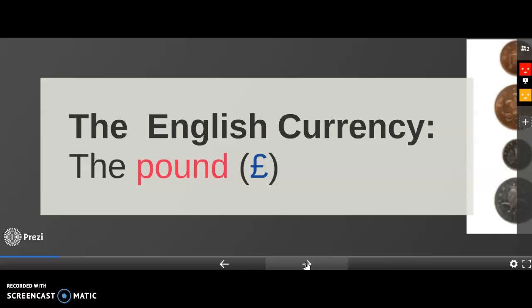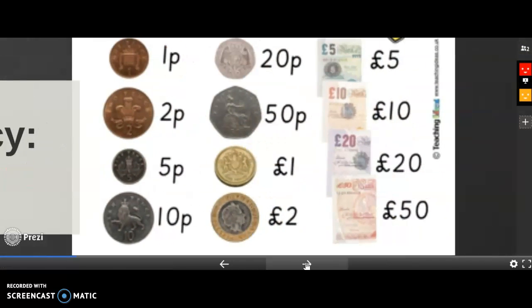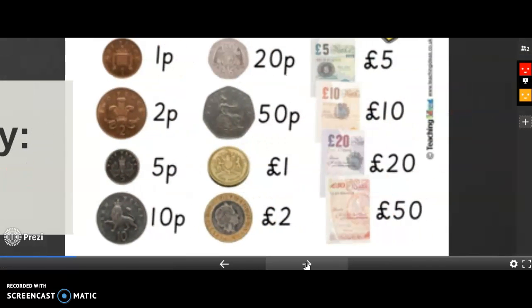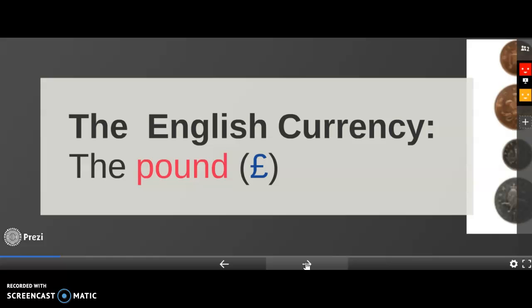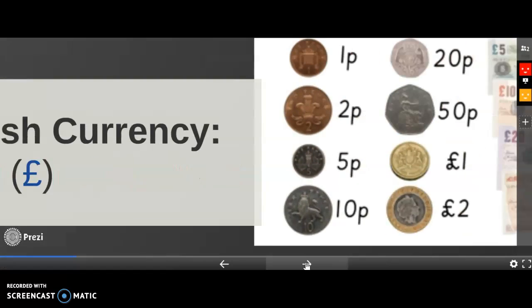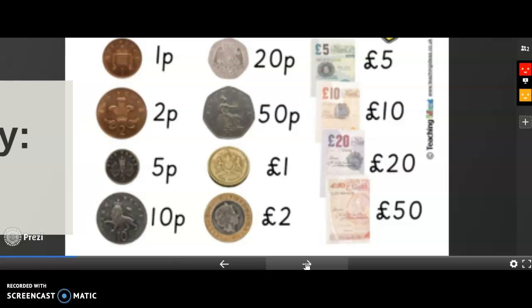All right. So now what we have here. What can you see, Mona? Coins and notes. Okay. Now that is the English currency. Now, a currency consists of coins and notes. That's right. Okay. So number 1.